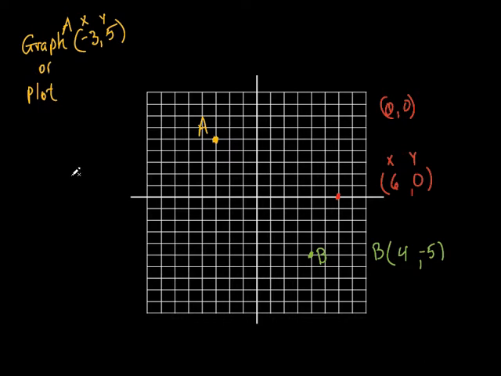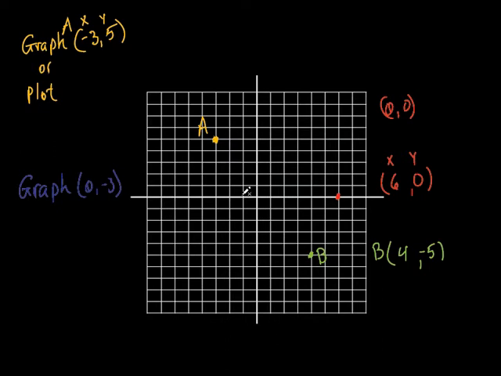What if I asked you to plot, or let's say, I think they're using the word graph. Okay, so let's use the word graph. So what if I asked you to graph 0, negative 3? Where do you start? Always at the origin.